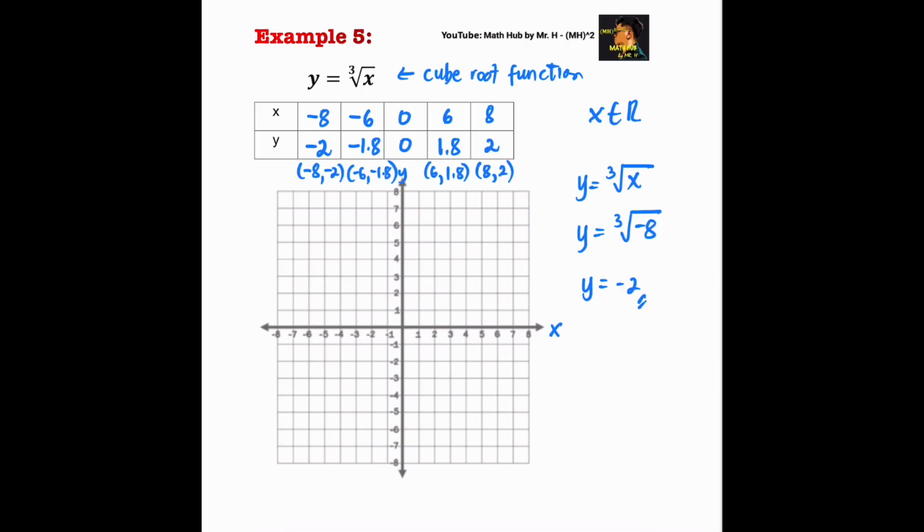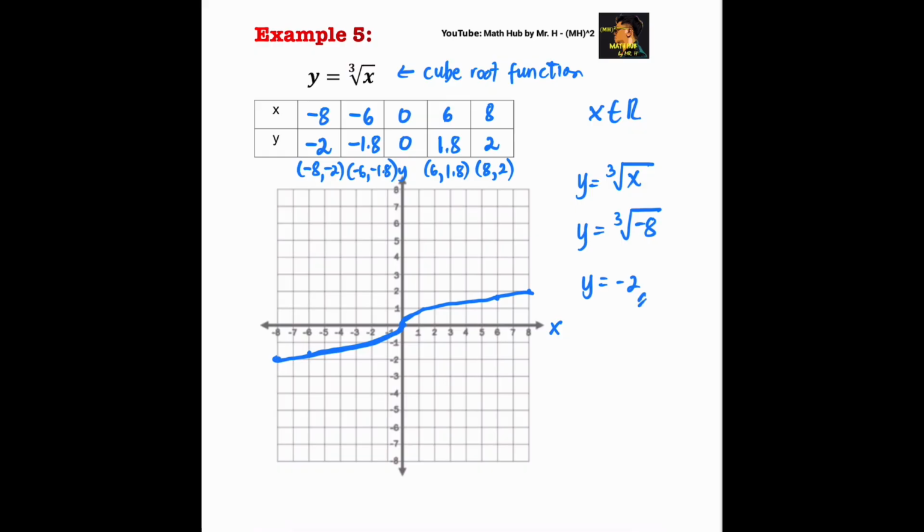So the first point, (-8, -2), is here. Followed by (-6, -1.8). And then (0, 0) here. And (6, 1.8) here. (8, 2) will be here. It must be a curve, not a straight line. All right, so that is the graph of y equals cube root of x.